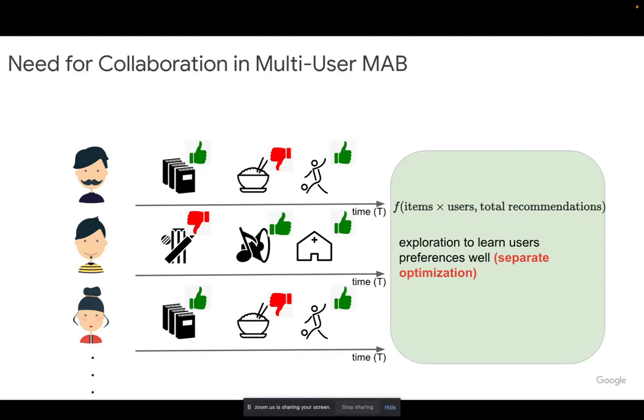Again, this is quite intuitive because note that in this setting, the total number of unknown or learnable parameters is actually the product of the items and the users, corresponding to the preference of each user towards each item. And that's why the exploration cost scales with the product of users and items.